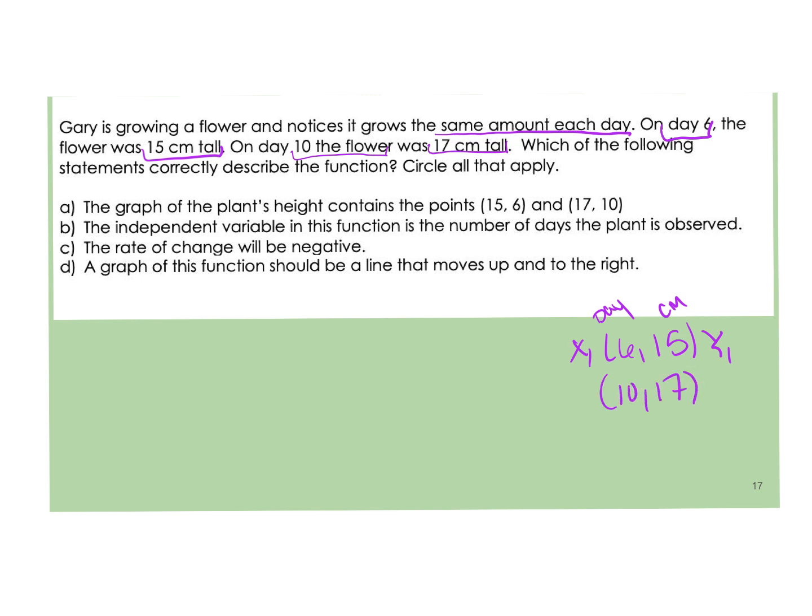Which of the following statements correctly describe the function? Circle all. That means there's more than one correct answer. Please do not just choose one. There could be 2. There could be 3. I seriously doubt there's 4.